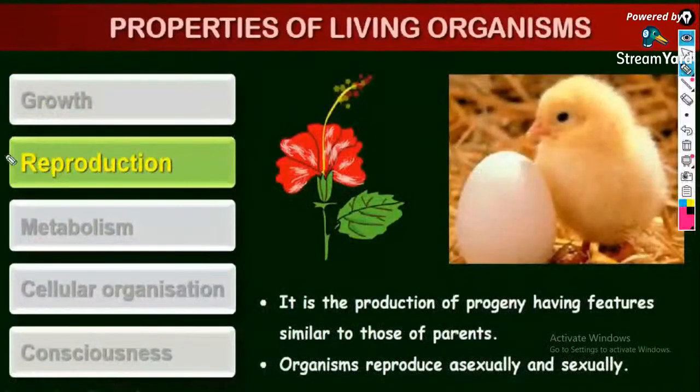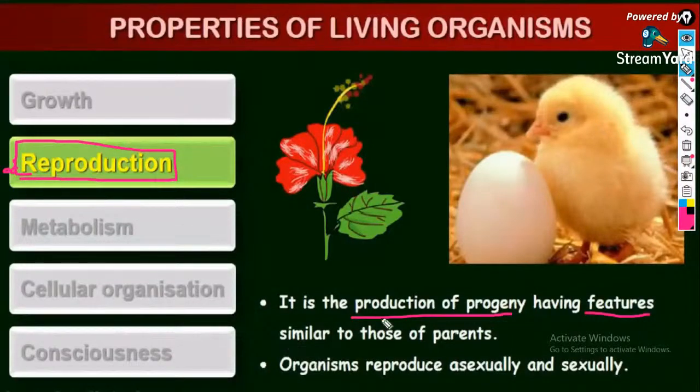Next one, property number 2 of living organisms, is reproduction. Reproduction is the production of progeny having features similar to those of the parents. If you get an important point, please note it down in your NCERT itself, because NCERT is the best book for you to refer.